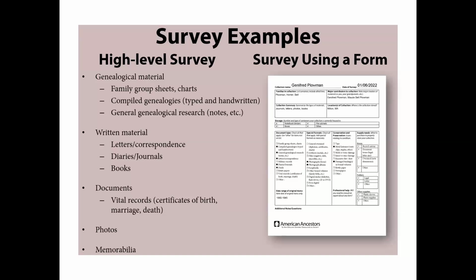Now, you want to write down the results of your survey. There's no point in doing all this work if you don't record the results. On the left-hand side of the screen is a simple five-category survey that groups your collection into different types of material, including genealogical material. So again, the family group sheets, the charts, research notes, compiled genealogies, written material. These are diaries, books, letters, correspondence, documents, vital records like birth records, marriage records, death records, photos, and memorabilia. Memorabilia I like to think of like maybe if you have an award or something that was given to someone, things like that, those kind of eclectic items.